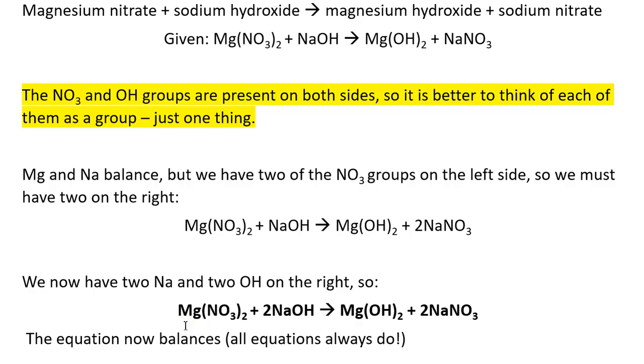Mg, 1 on the left in Mg(NO3)2, 1 on the right in Mg(OH)2. Balances. NO3, I've got 2 of those groups, and I've got 2 NaNO3 on the right. Balances again. 2 Na on the left, 2 Na in 2 NaNO3 on the right. Balances again. 2 OH groups on the left. I've got 2 OH groups in Mg(OH)2. Everything balances, and as I've said, the last few words, all equations always do.